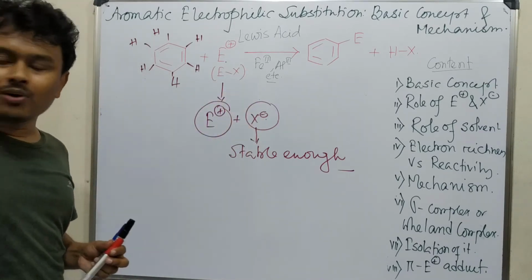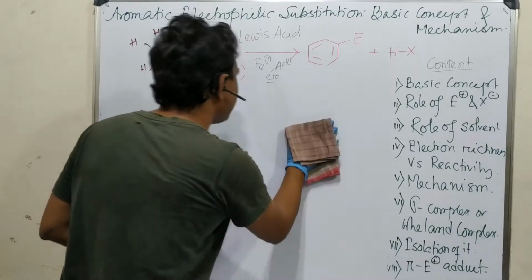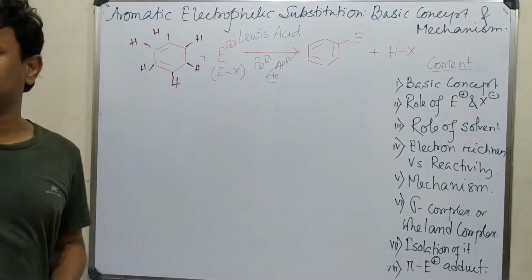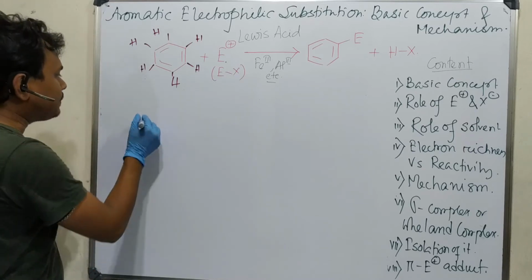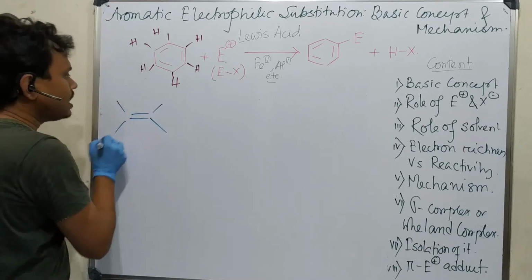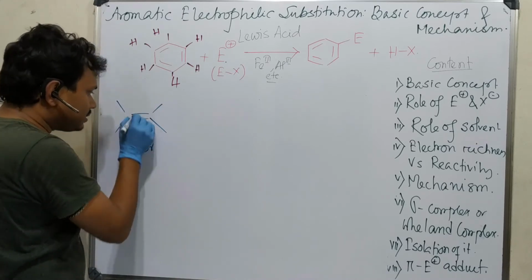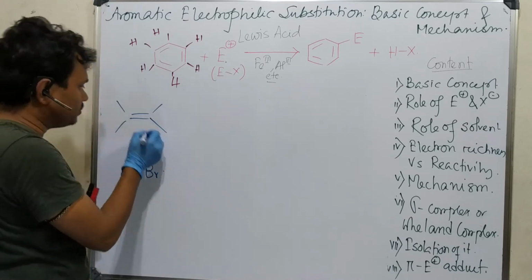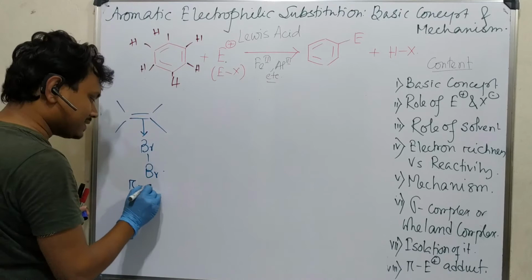Now a very important factor comes. When we do halogenation, for example, let's consider bromination a little. So what happens in the bromination of an alkene? This is the alkene. If we treat it with bromine, what happens? It reacts with bromine. How? The double bond donates its electrons to the pi star, the vacant orbital of bromine, and in this way a pi complex is formed.